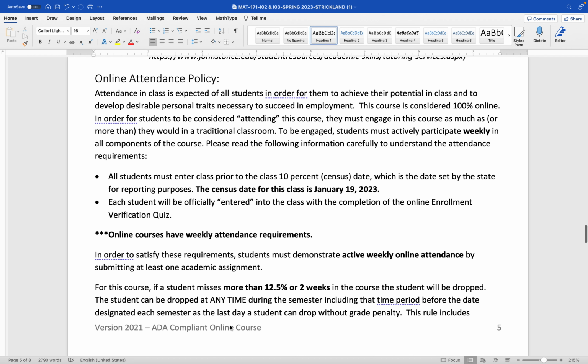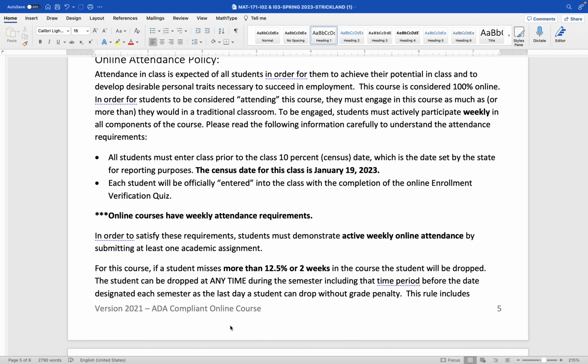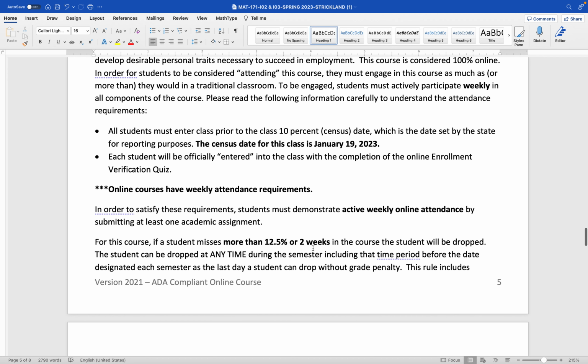All students must enter class prior to the class 10% date, which in this case is going to be January the 19th. Each student will be officially entered into class with the completion of the online enrollment verification quiz. Online courses have weekly attendance requirements, and in order to satisfy these requirements, students must demonstrate active weekly online attendance by submitting at least one academic assignment. If a student misses more than 2 weeks, the student will be dropped.